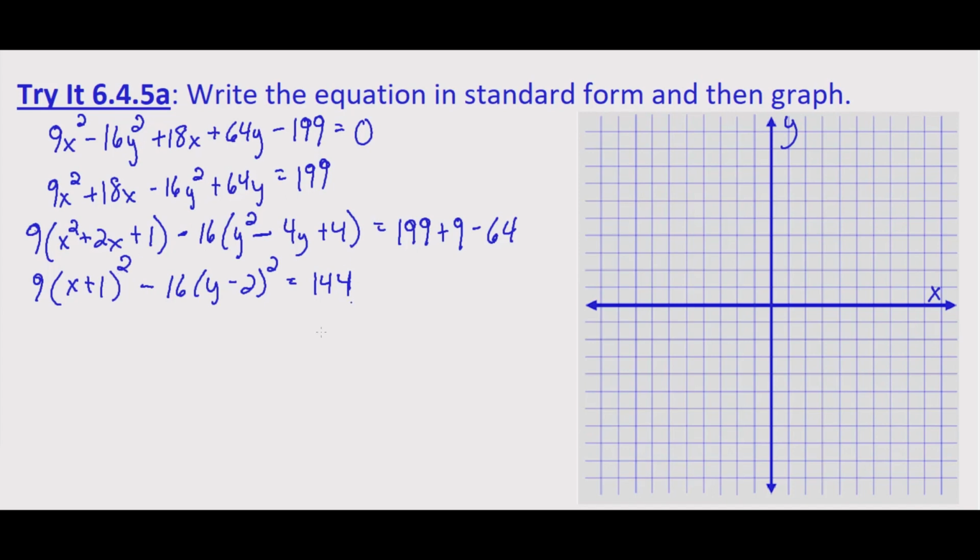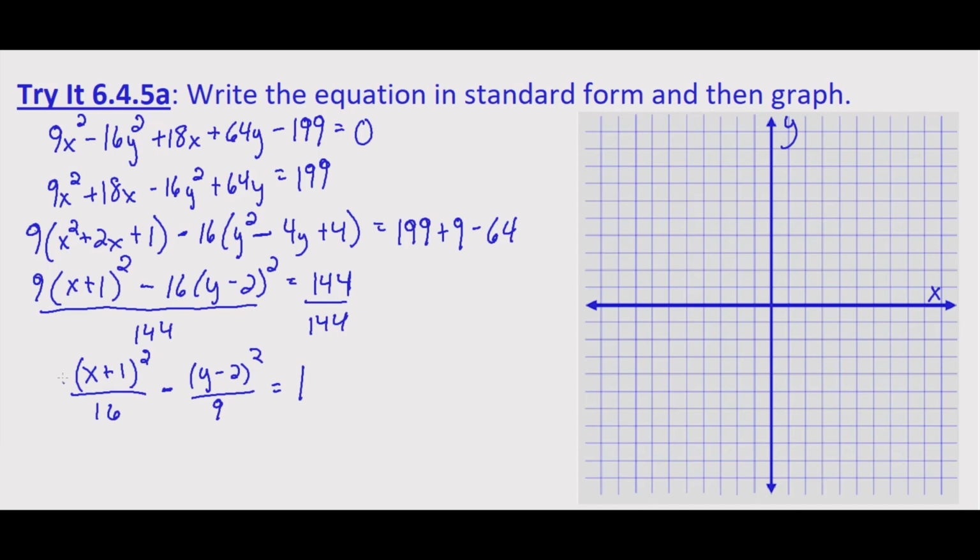And then we divide both sides by 144. I'll go ahead and write that down here. Divided by 144, divided by 144. And that's going to give us 144 divided by 9 is 16. So x plus 1 squared over 16, minus y minus 2 squared over 16 divided by 16 is 1, 144 divided by 16 is going to be 9, equals 1.